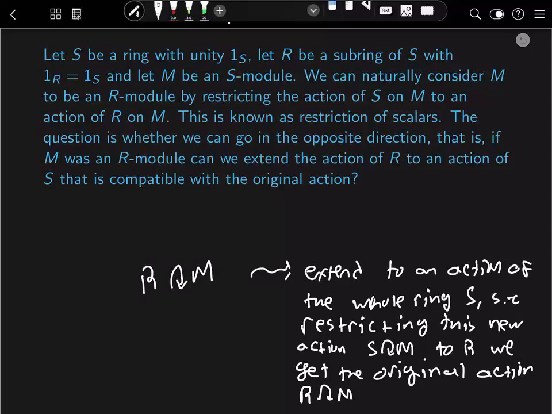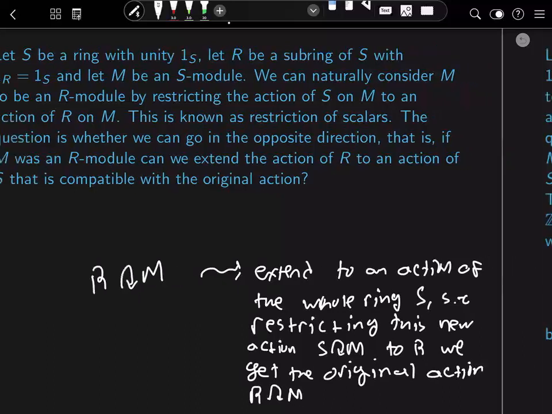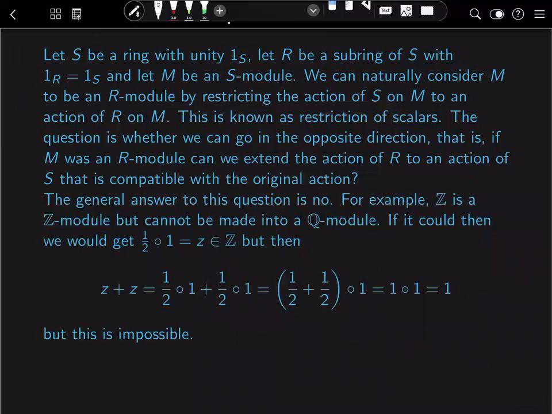Now, the answer to this question is, in general, no. This does not work, and it doesn't work even in the simplest cases. The case that Dummit and Foote point out in the book is a perfectly acceptable case, and it's the most illuminating case for a number of reasons. We see that Z is, of course, a Z module, and Z as a ring is contained in Q as a ring. But we can't make Z into a Q module.